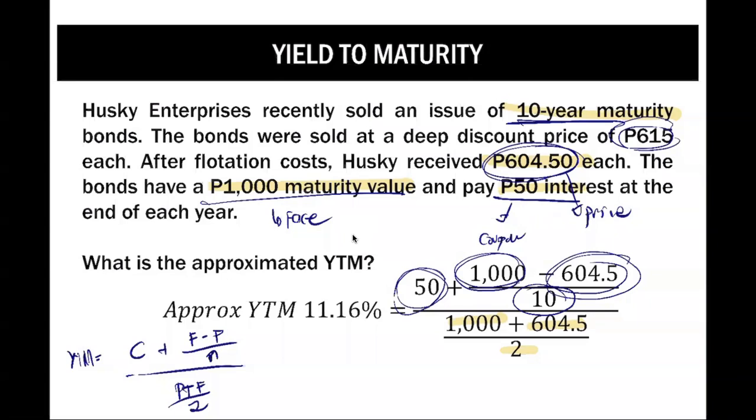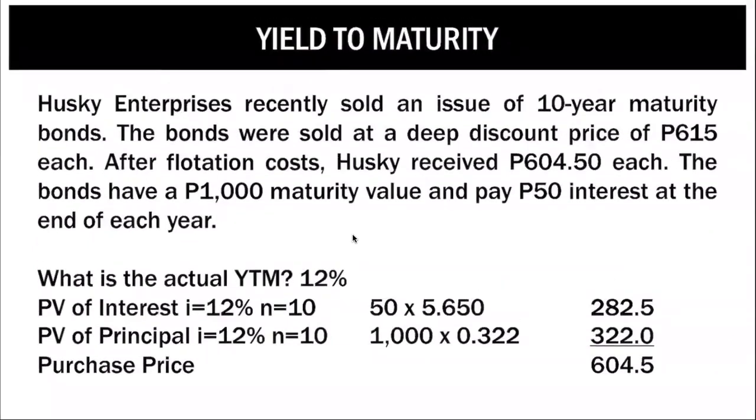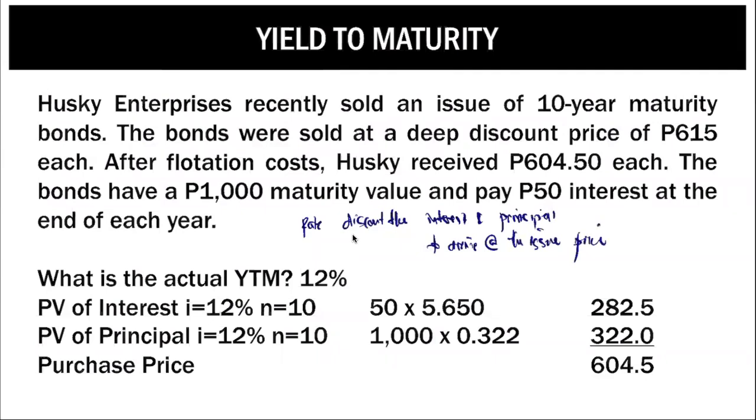Again, we will only approximate the yield to maturity, but we will not compute the actual yield to maturity. But assuming we will compute the actual yield to maturity, what is it? The actual yield to maturity is the rate used to discount the interest and the principal to arrive at the issue price. Our issue price here is 604.5. So what is the PV of interest and PV of principal? The rate that we will use to get 604.5. So here we use the percentage 12% to get 604.5.